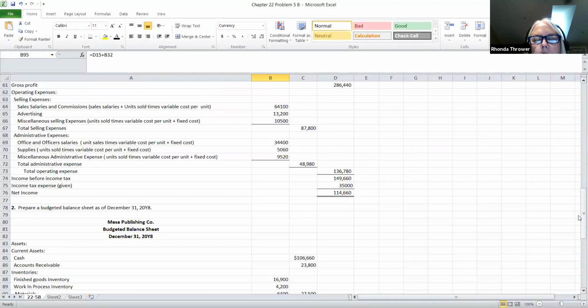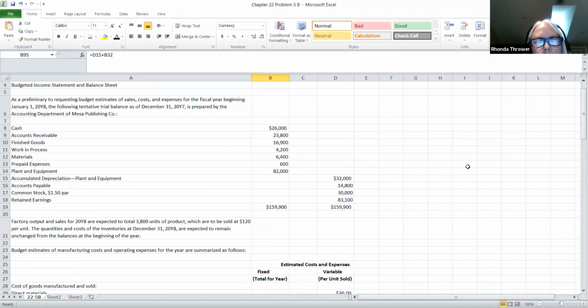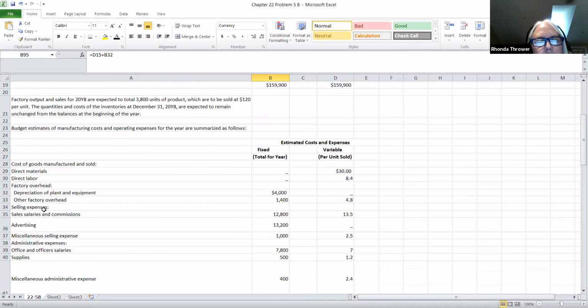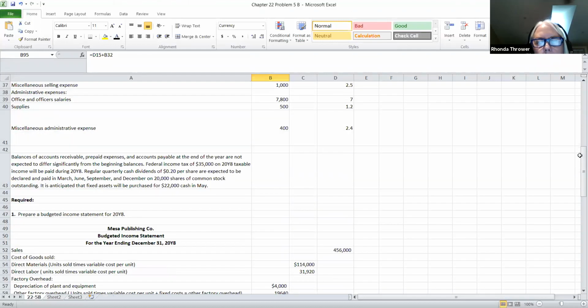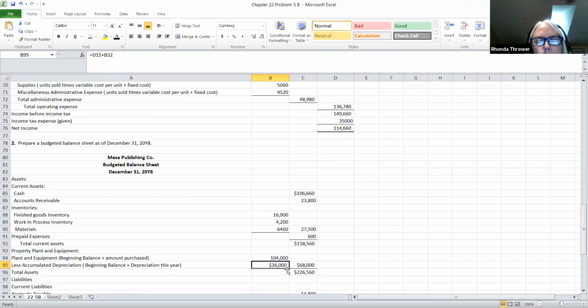So the accumulated depreciation balance was 32,000, but we added some depreciation to that for this year of $4,000. So the total amount of the accumulated depreciation is $36,000, which is deducted from the cost of the plant and equipment to get the book value of the plant and equipment of $68,000. This book value of your equipment would be added to your total current assets to get your total asset accounts.